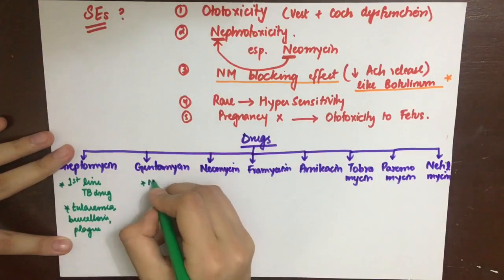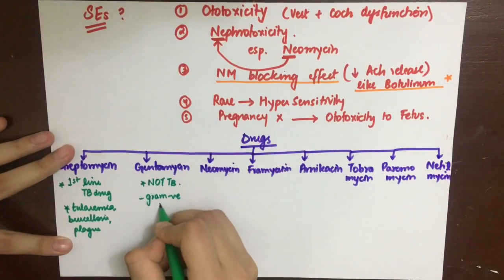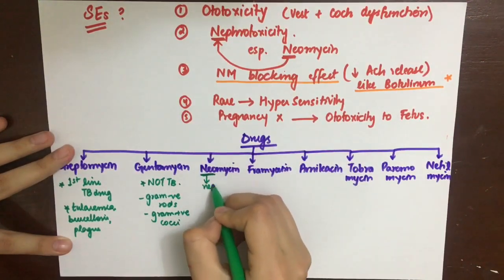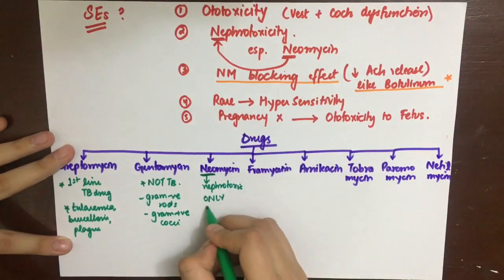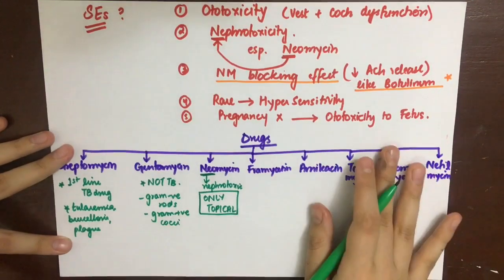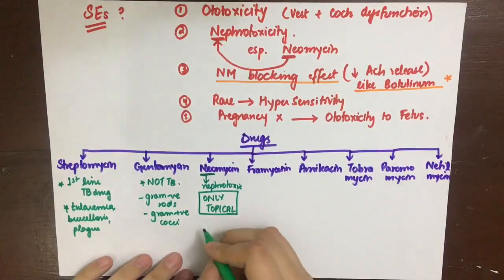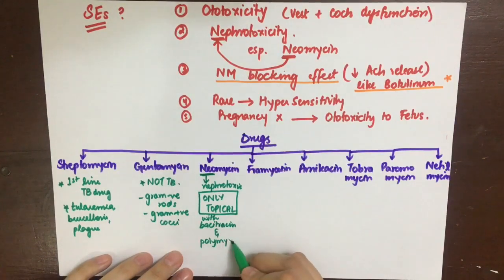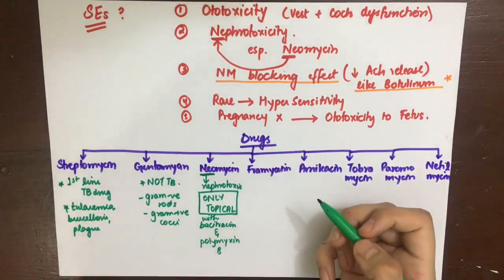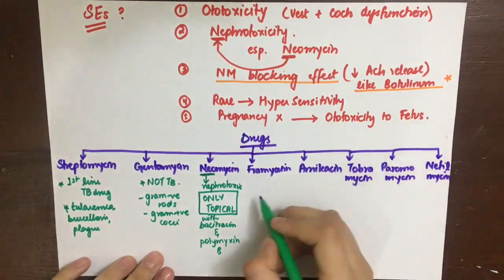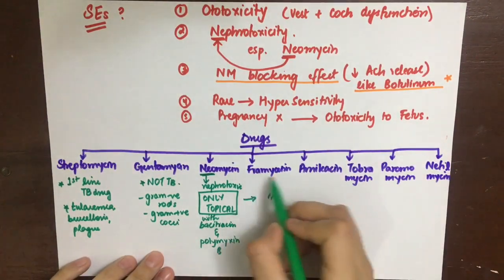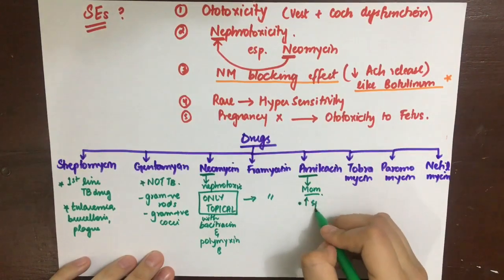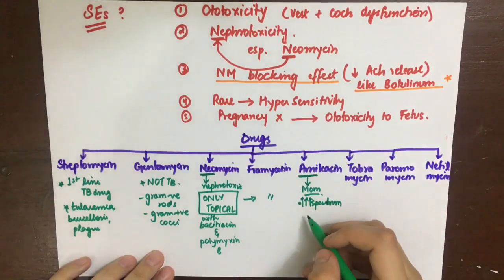Gentamicin is not effective against tuberculosis, but it is effective against gram-negative rods and gram-positive cocci. Neomycin, as I previously said, is nephrotoxic and it is used only topically. The reason being its nephrotoxicity. And the topical ointment usually contains bacitracin and polymyxin B with it as well. Framycetin will resemble neomycin in its nephrotoxicity, so it is also not used systemically. It is only used topically for eye, ear, and skin infections.